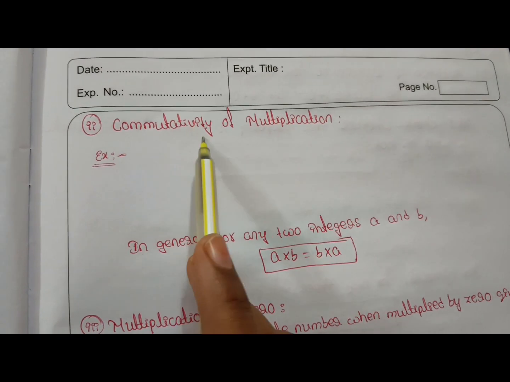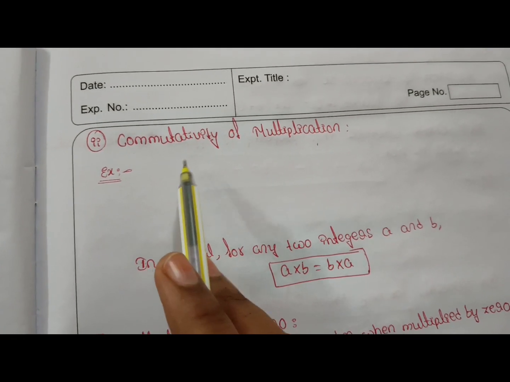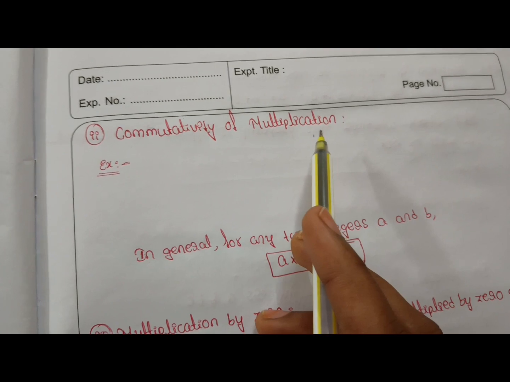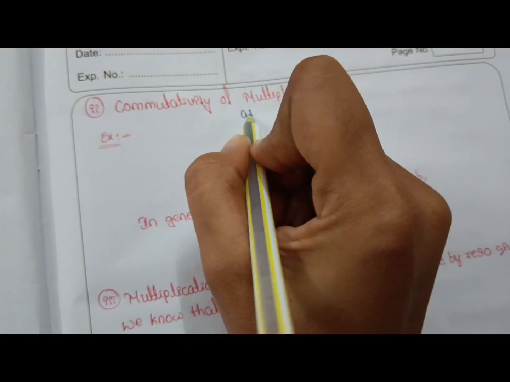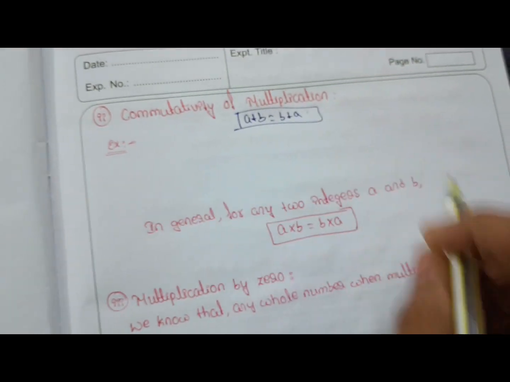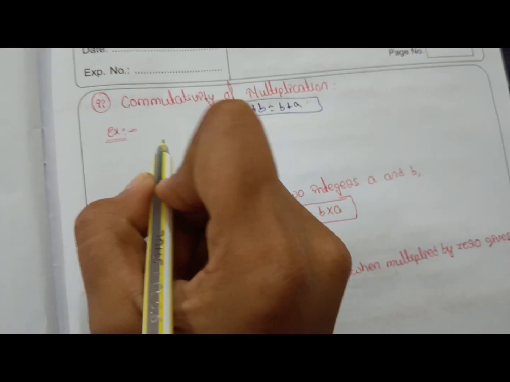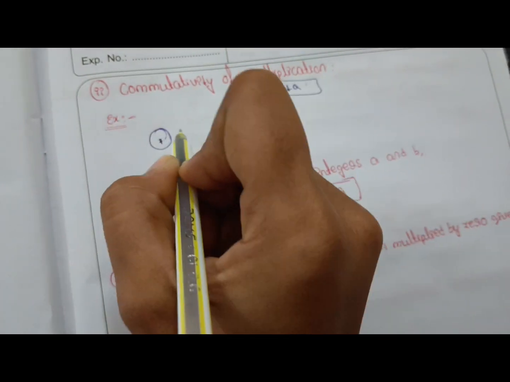Next property, commutative property of multiplication. In the previous class, we studied the commutative property for addition. So that is a plus b is equal to b plus a. Let's check whether this property is applied for multiplication or not. I will take one example.